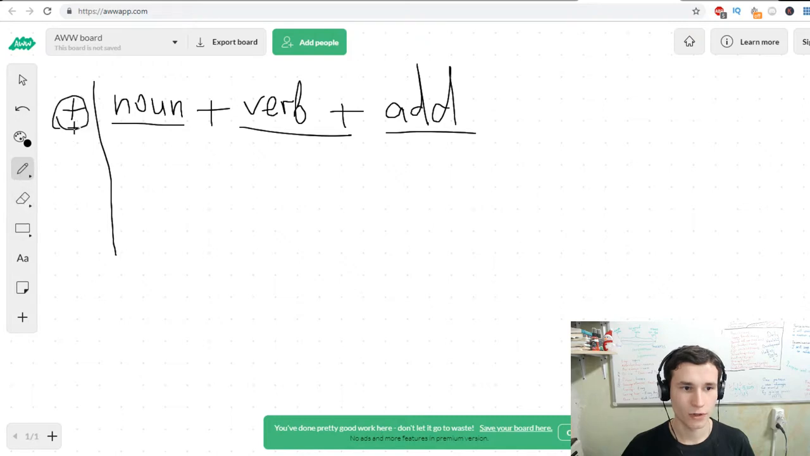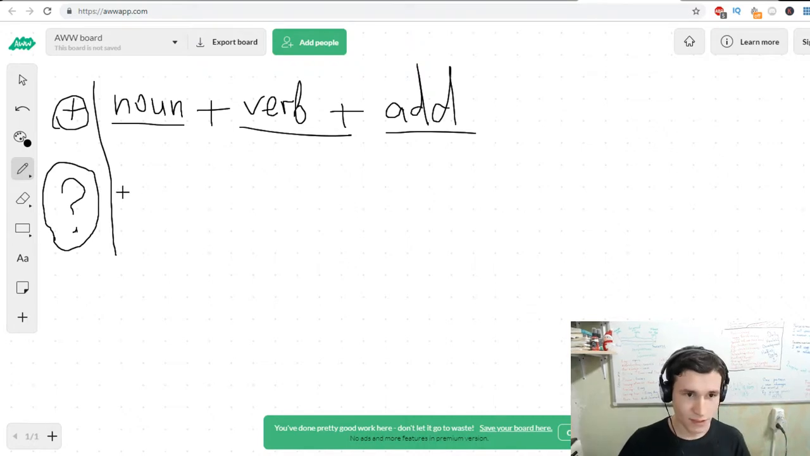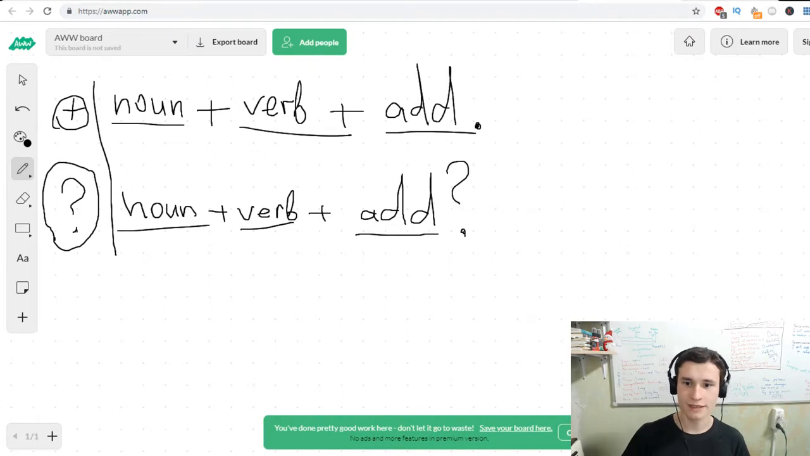And if we want to ask questions, what will we use? Everybody will ask us. The rules are simple: noun plus verb, and don't forget about the point here, plus addition. That's all. And our question mark at the end. How to do this?